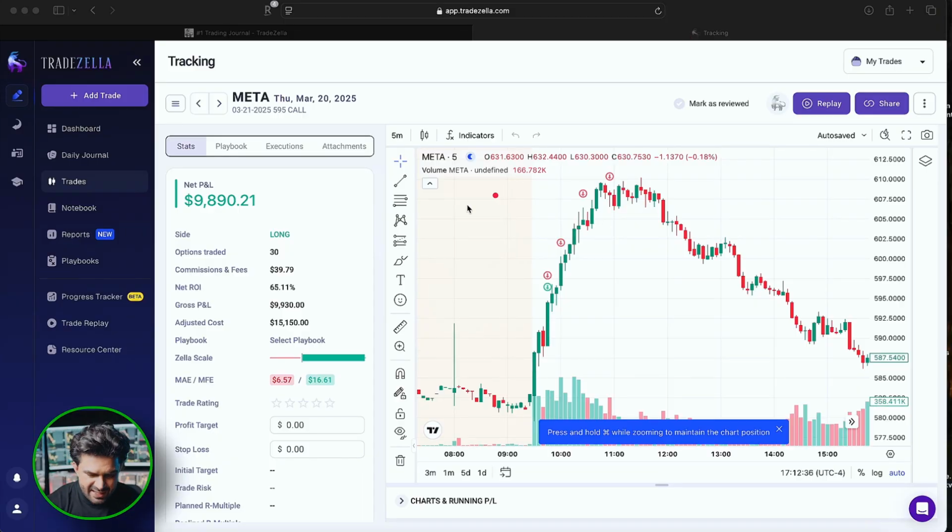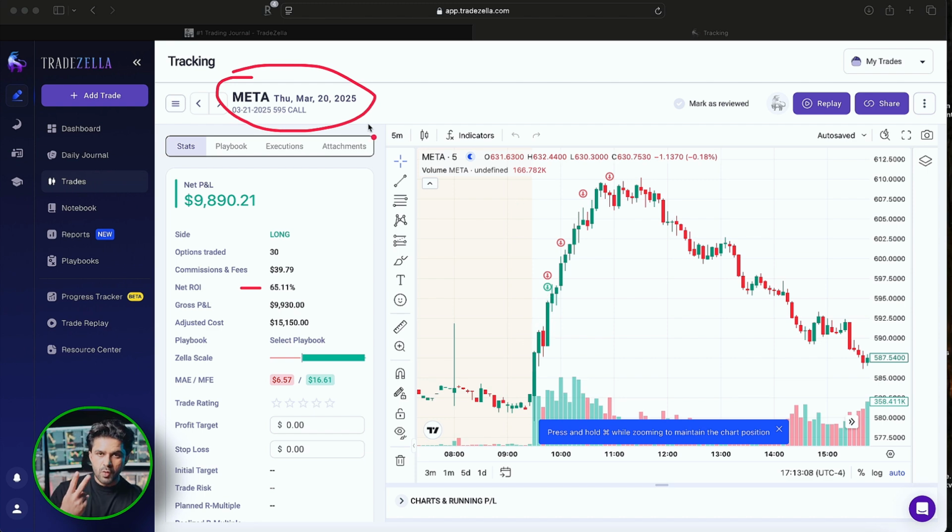You guys can see this is TradeZilla. This is one of the trades I've taken in the past. All right, Meta, March 20th. My net ROI on this was 65%. So that was a pretty good return on this trade. So you guys see this was slightly a late entry. Usually I trade the opening range breakouts. So how could I have made this trade better?